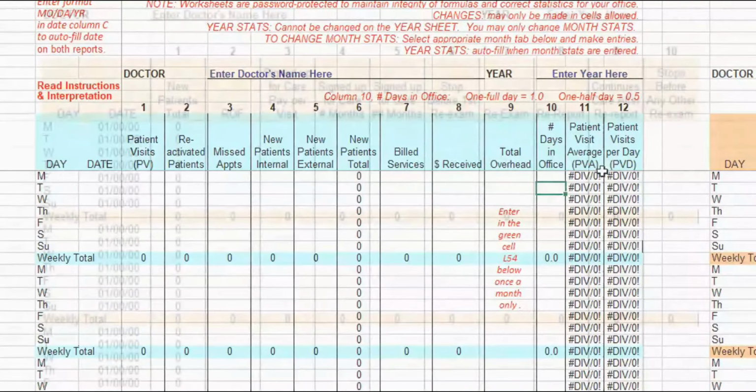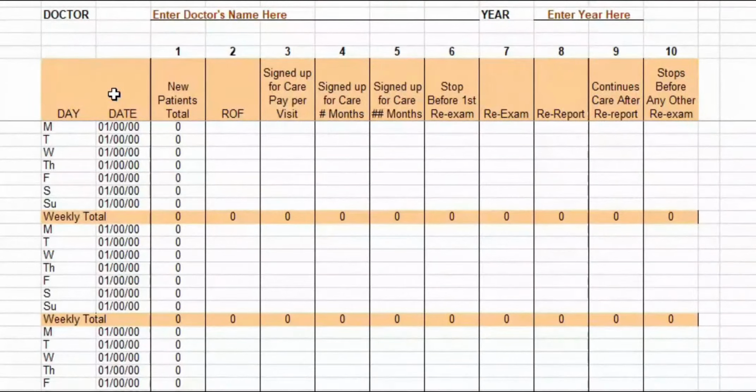Now, let's take a look at the brown section. Now, here's the key. In the brown section, let's say that there were 3 new patients today, okay? And there were 5 reported findings today, all right? Again, I'm not putting down names. I'm just counting. There were 5 reported findings. 1 signed up for pay per visit, 2 signed up for a 2-month plan, and 3 signed up for a year plan, right? So really easy.